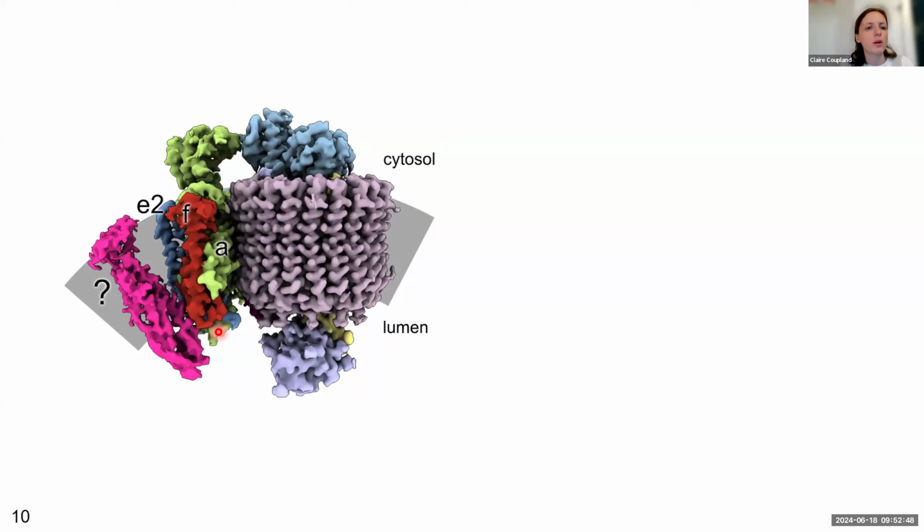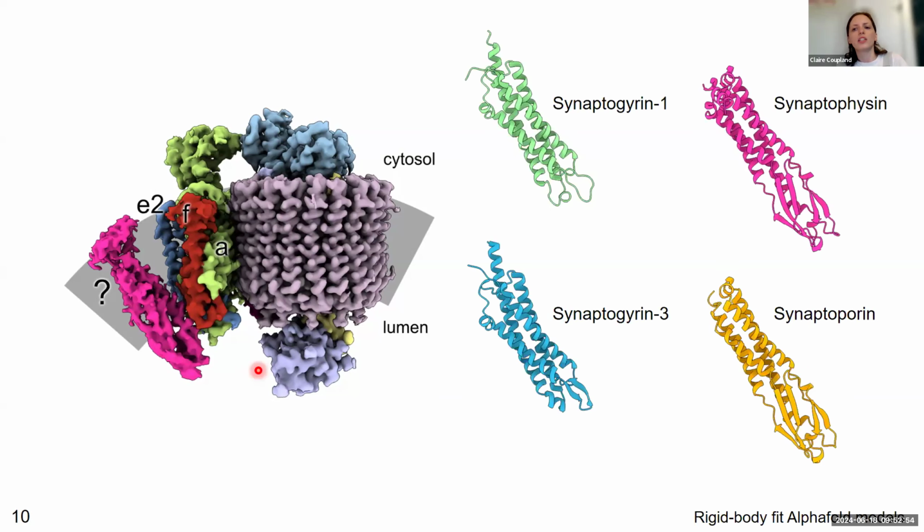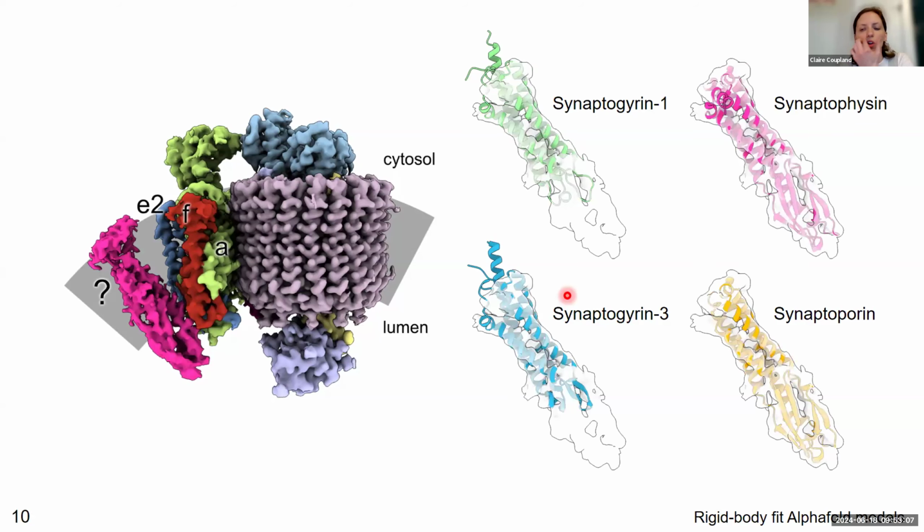But from this resolution, we were able to identify that it had 4 transmembrane helices. And looking at our mass spec, we identified 4 proteins that are all within one family that fit this, so synaptogyrin, synaptoporin, synaptophysin. And when we fitted these, so this is rigid body fit AlphaFold models, just to be clear, to the density, we saw that the synaptogyrins lacked this luminal head domain that we saw in synaptoporin and synaptophysin.